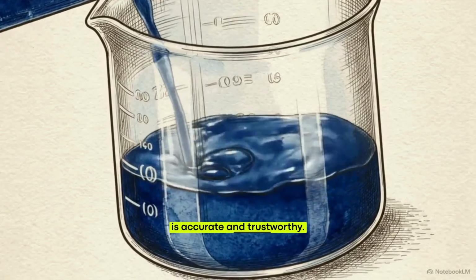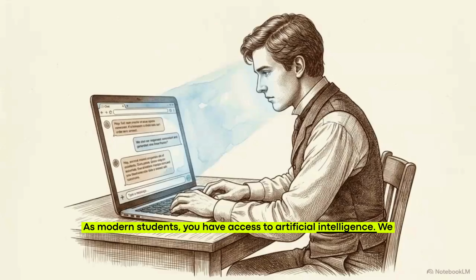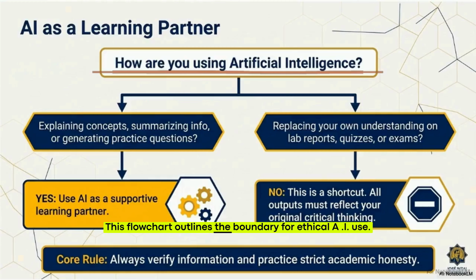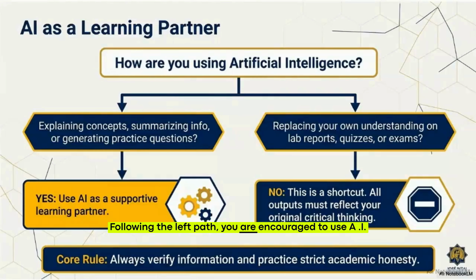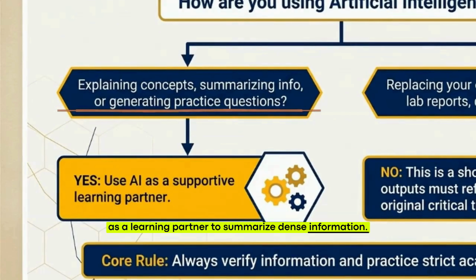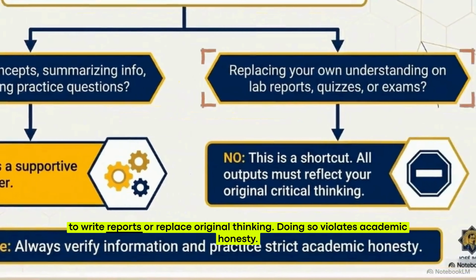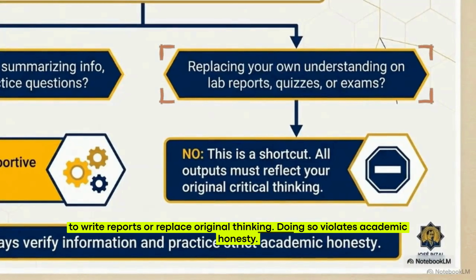As modern students, you have access to artificial intelligence. We need to be clear about how it fits into this academic environment. This flowchart outlines the boundary for ethical AI use. Following the left path, you are encouraged to use AI as a learning partner to summarize dense information. However, the right path shows you cannot use AI to write reports or replace original thinking. Doing so violates academic honesty.